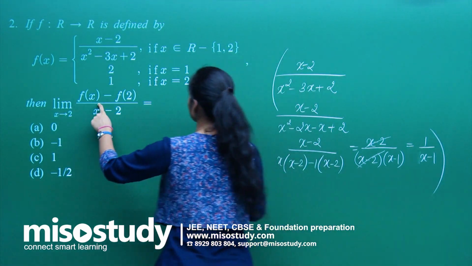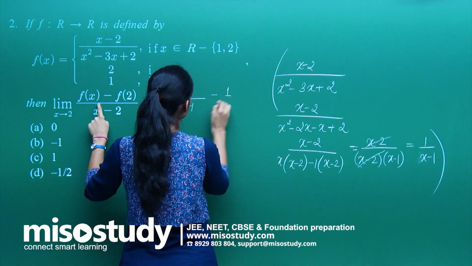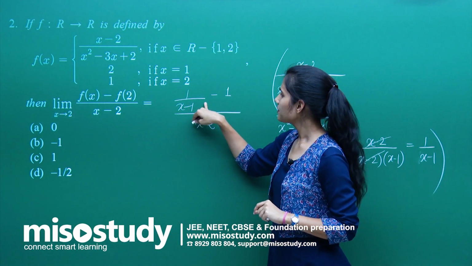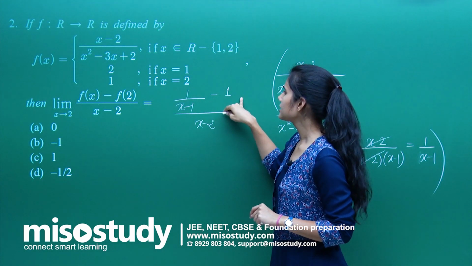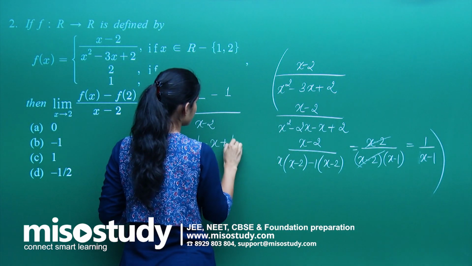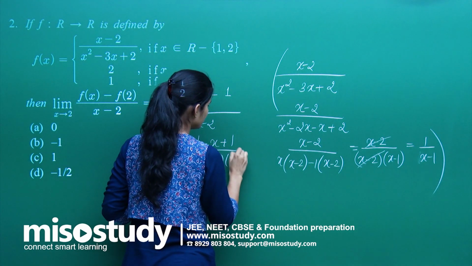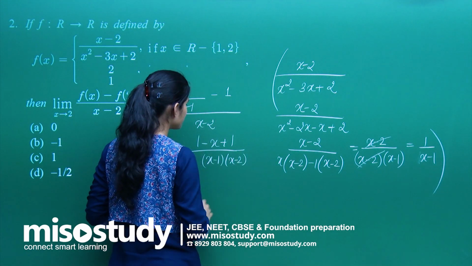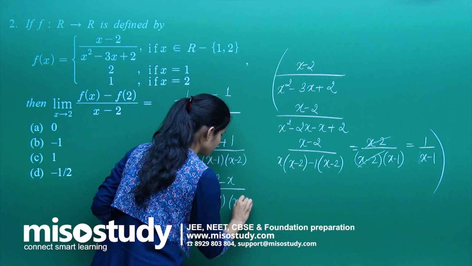Now plug in x over here. So this is 1 upon x minus 1 minus f of 2. F of 2 is 1 upon 2 minus 1, which is 1. So I have 1 upon (x minus 1) minus 1 upon (x minus 2)... or rather, 1 minus (x minus 1), or I should write 1 minus x plus 1, whole upon (x minus 1) into (x minus 2). So this becomes 2 minus x whole upon (x minus 1) into (x minus 2).